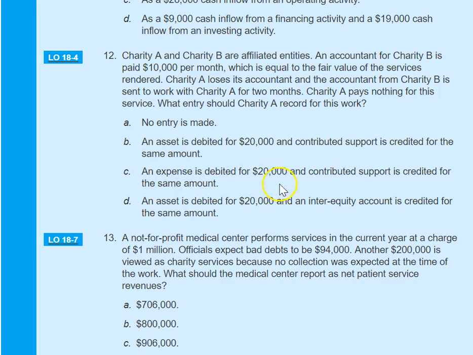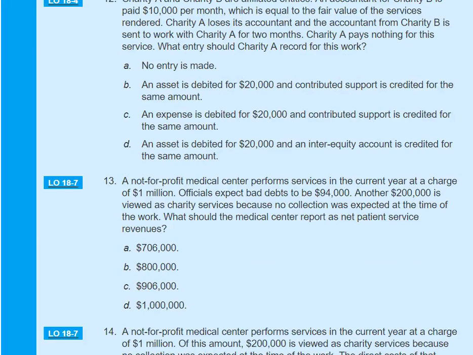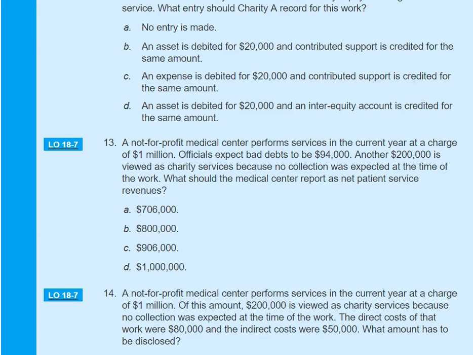An expense is debited for $20,000 and contributed support is credited for the same amount. Now the last one says asset is debited and inter-equity account is credited. No, this is kind of vague, not specific and related. So I'd say number C should be the entry. They have to debit that expense and then they need to show this contributed support as credit. Now let's see the next one.